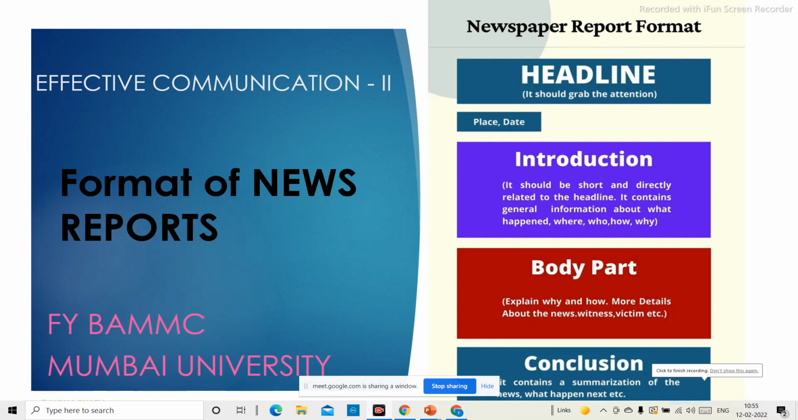Good morning again. So, the topic for today is writing of news reports. You can see on the slide here that I have given you a picture on the right hand side. What is a headline, then place and date, then introduction, then body part, and then conclusion. So, in broader terms, we can divide the news report in these parts: headline, introduction, body and conclusion.